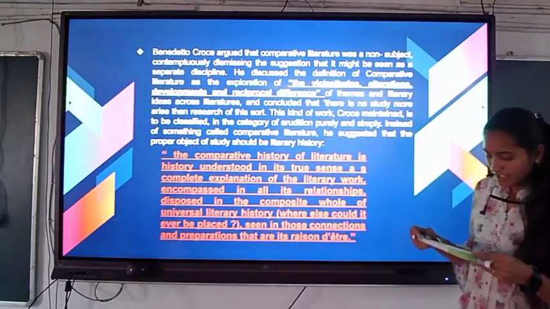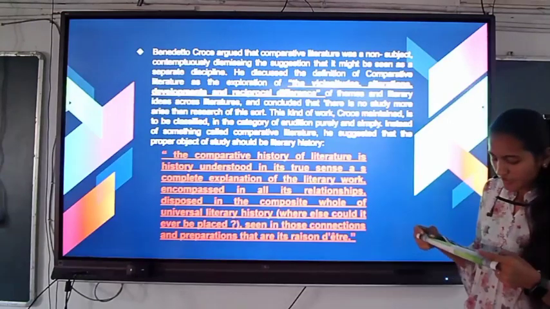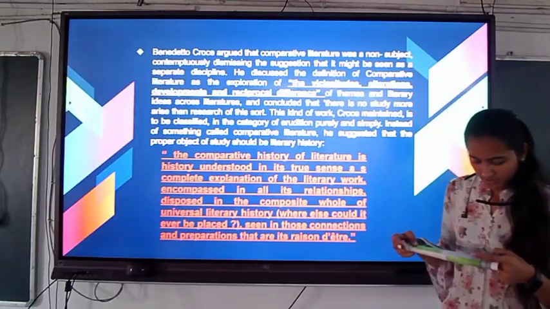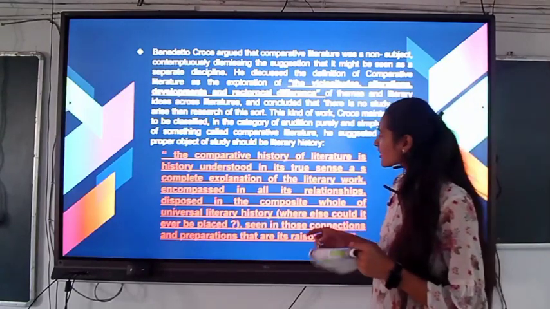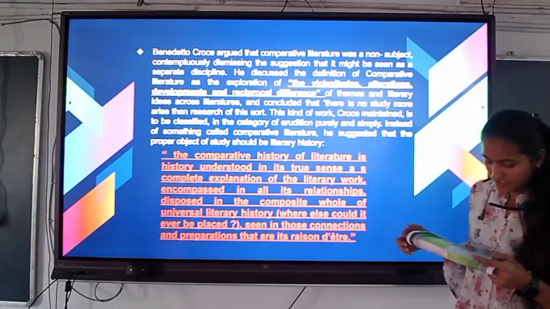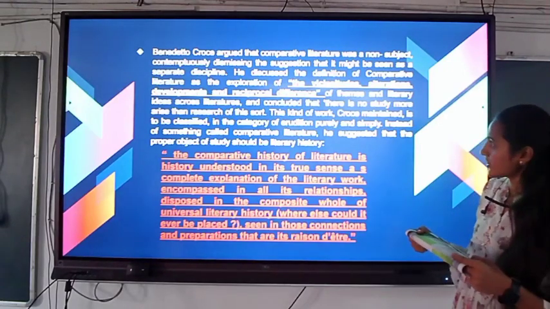He discussed the definition of comparative literature as exploration. It studies alterations, developments and differences, and the themes and the literary ideas across literatures.